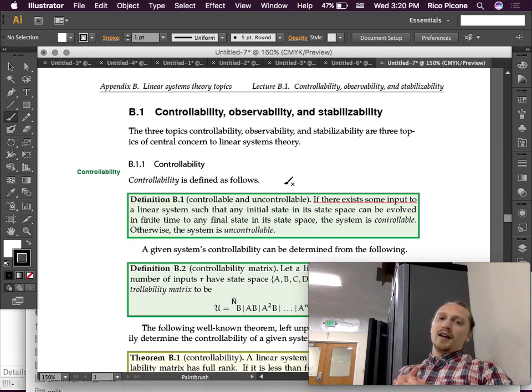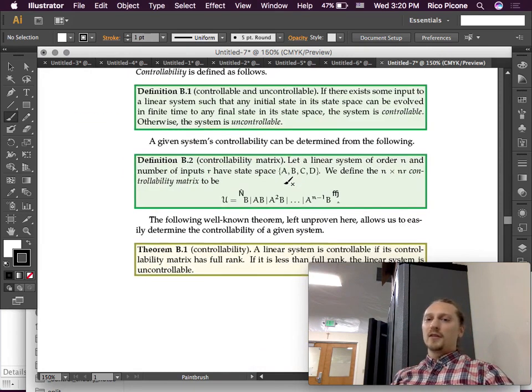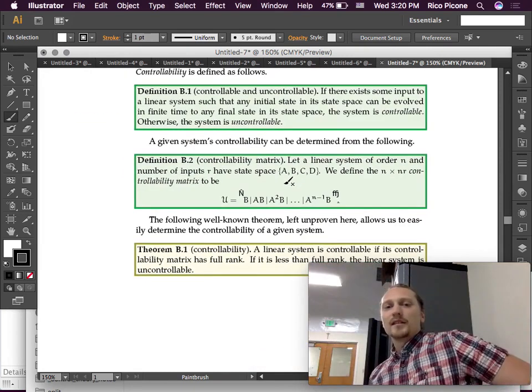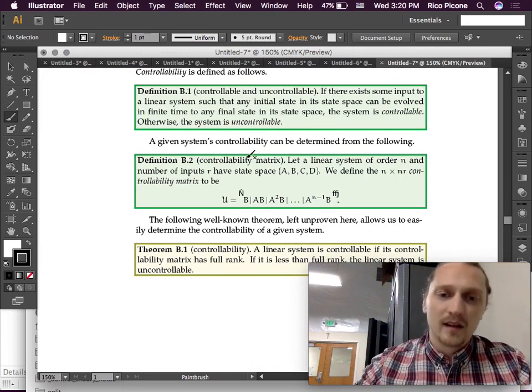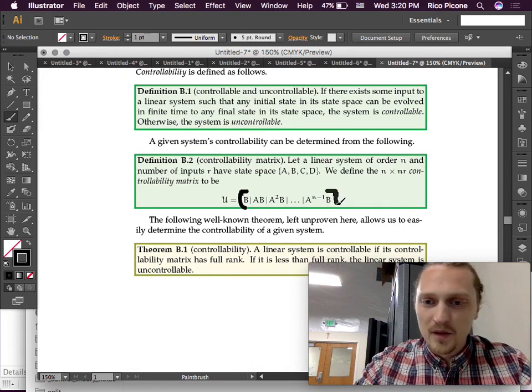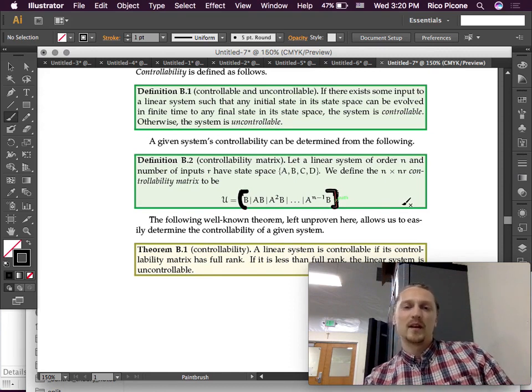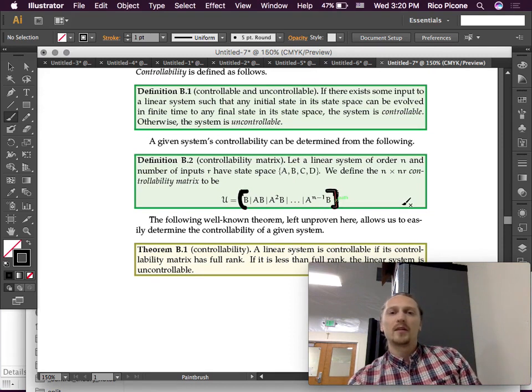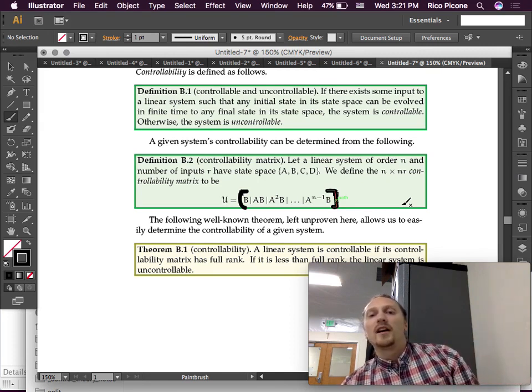A given system's controllability can be determined from the following. There's this thing called the controllability matrix, and that's just a matrix. So let a linear system of order n and number of inputs r have the state space model A, B, C, D. Those are our A, B, C, D matrices. We define the n by nr matrix, where r is the number of inputs and n is the order of the system. So n rows and then n times r columns. The controllability matrix is this, and we use the script U as the controllability matrix.